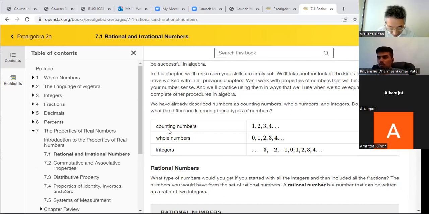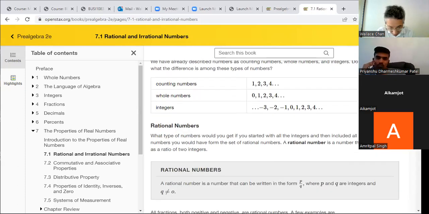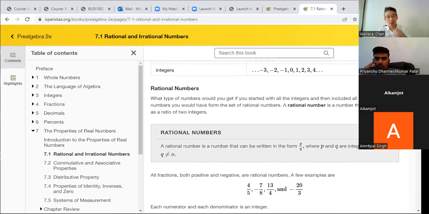Now, first of all, it's a review: natural numbers or counting numbers, whole numbers, integers. Now let's talk about rational numbers. A rational number is a number that can be written in the form P over Q. In other words, it can be written in the form of a fraction, where P and Q are integers and Q cannot be 0. Remember, if it's a fraction, the denominator can never be 0.